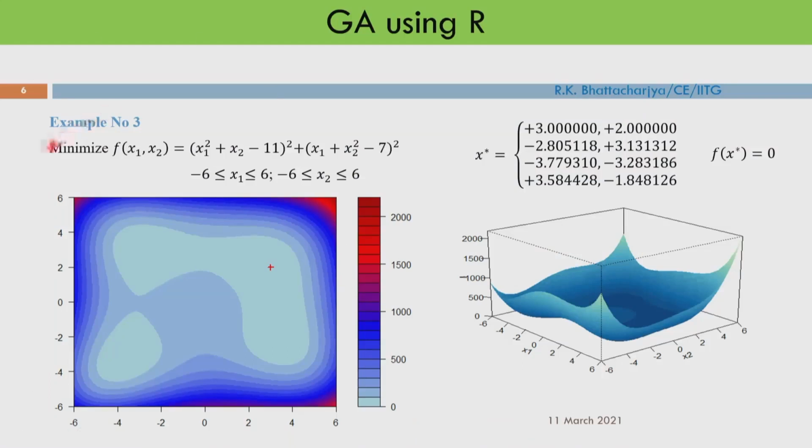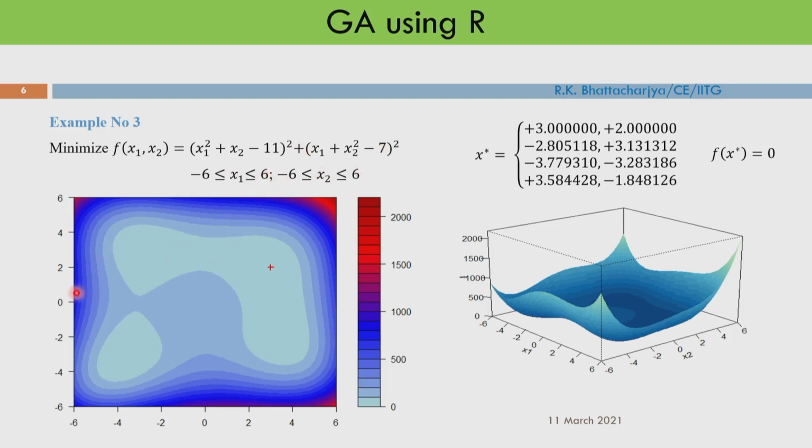The third problem is a multivariable problem. It is a two variable problem, and the function is given here. It is a minimization problem. It is a function of x1 and x2: f(x1, x2) is x1 square plus x2 minus 11 whole square plus x1 plus x2 square minus 7 whole square, and the range is minus 6 to plus 6 for x1, and similarly minus 6 to plus 6 for x2.